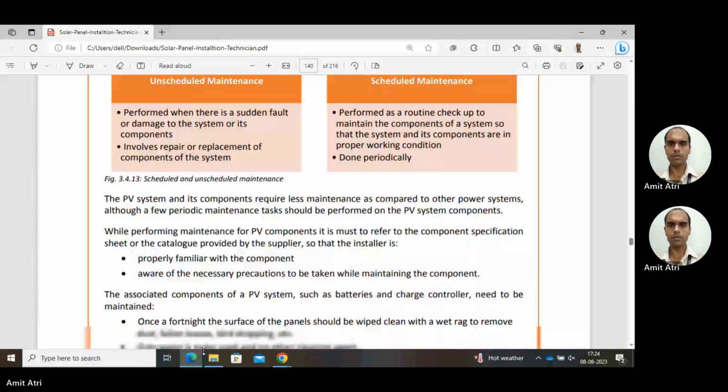The PV system and its components require less maintenance as compared to other power systems. Although a few periodic maintenance tasks should be performed on the PV components, means we should check at regular intervals whether all the components are working properly. Okay, so that is scheduled maintenance. So on comparing with other power systems, the maintenance is less in our PV system.